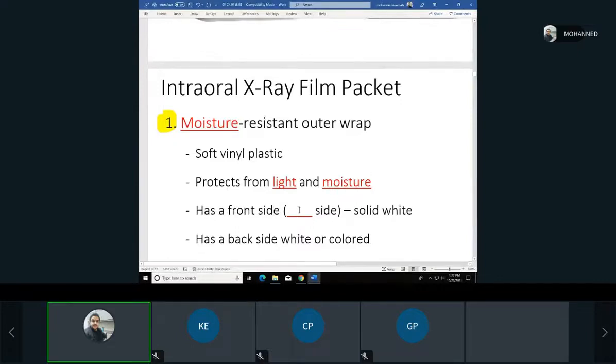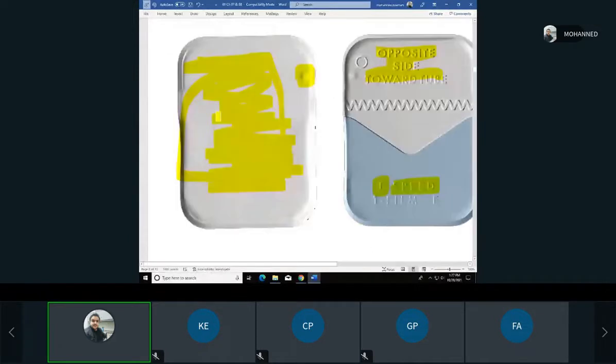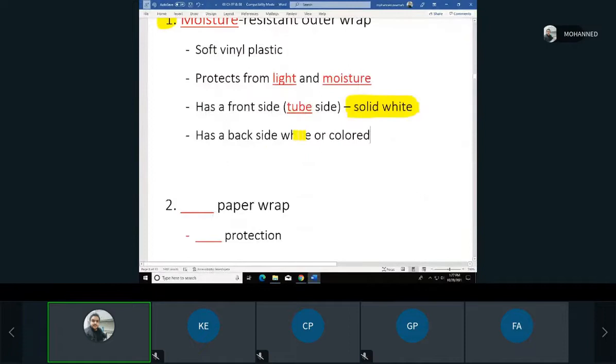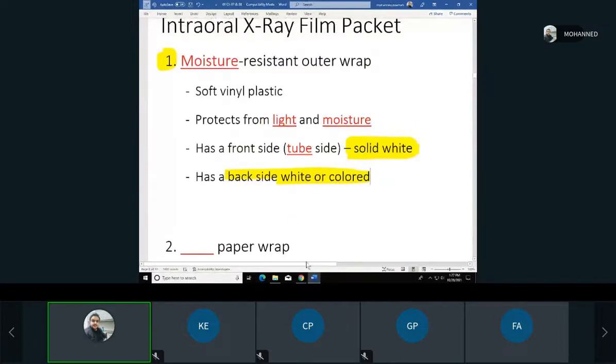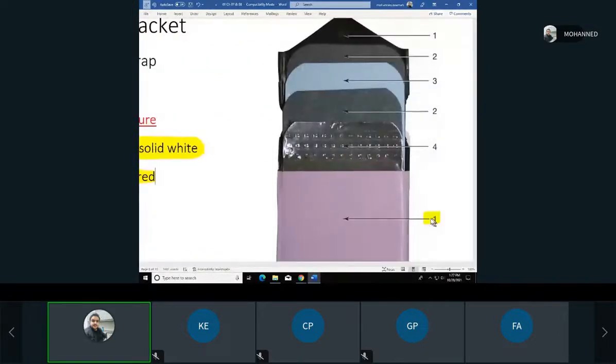It has a front side, which is the tube side, which is solid white, right? That's what I was saying. The solid white is the tube side. This side is the tube side. And the back side is white or colored, usually colored. Okay, all good. This is number one that you see on the picture here to the side. This is the back of it, and this is the opening of it here on the other side. Okay, now we're talking about number two. Guess what number two is?